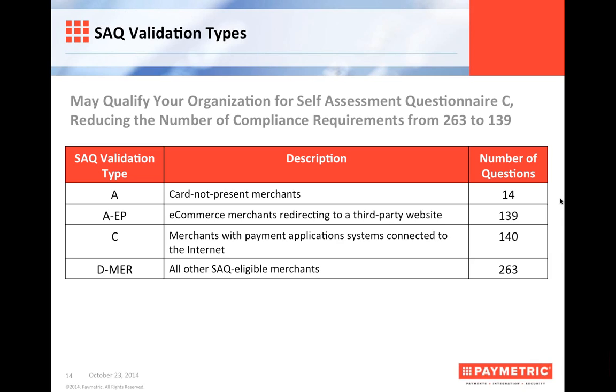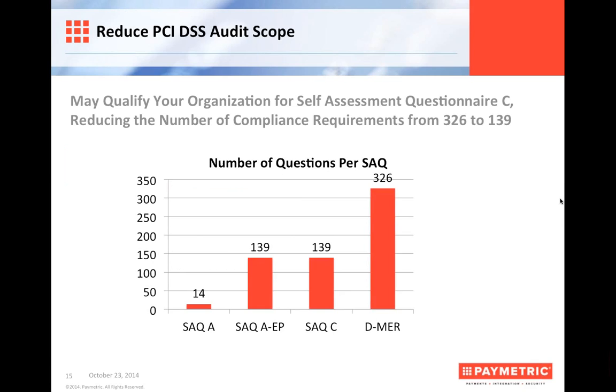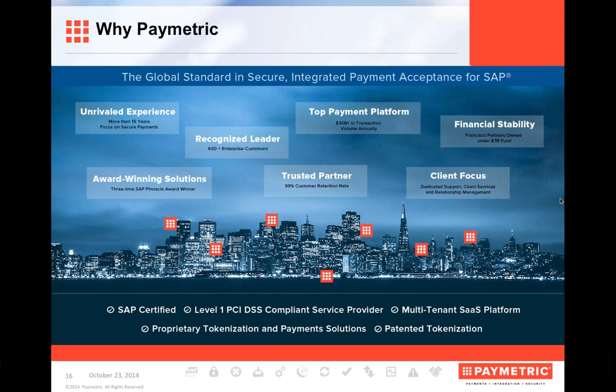Both of them have roughly about 139 and 40 questions. So certainly there's a great reduction from the SAQ D form in the number of questions that you would have to answer in order to attest your compliance to PCI. And oops, looks like we've got the numbers wrong on this one. So again, it will help you certify much more quickly because you'll have fewer questions to answer.